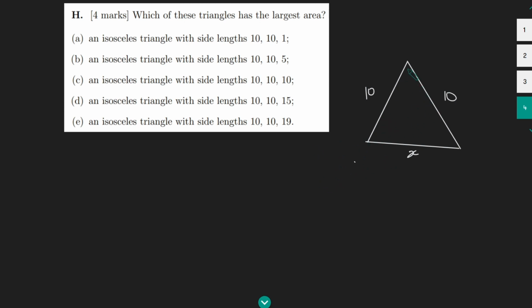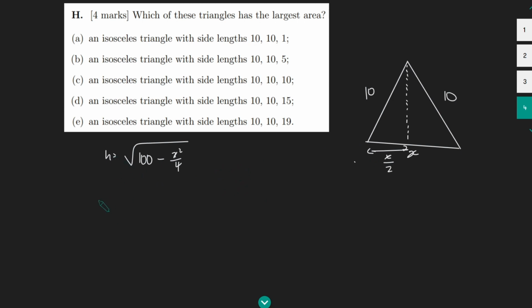So if I start by drawing this dotted line here, I know this base here is going to be x over 2, and then I can use Pythagoras' theorem to work out the height. So the height is just going to be the square root of 100 minus x squared over 4. So that squared minus that squared, and then square rooted. Okay, so that's the height of our triangle.